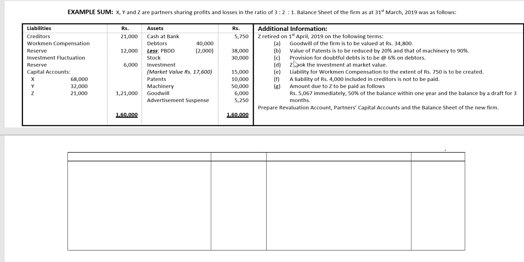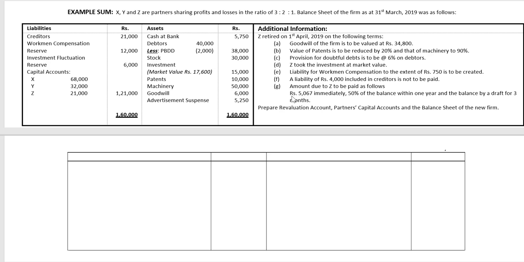Point B. Value of patents is to be reduced by 20% and that of machinery to 90%. Point C. Provision for doubtful debts is to be 6% on debtors. Point D. Z took over the investment at market value. Point E. Liability for workmen compensation to the extent of Rs 750 is to be created. Point F. A liability of Rs 4,000 included in creditors is not to be paid.